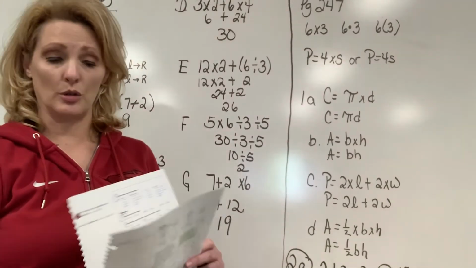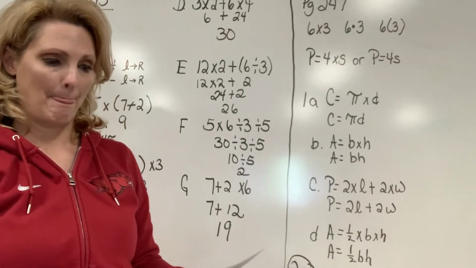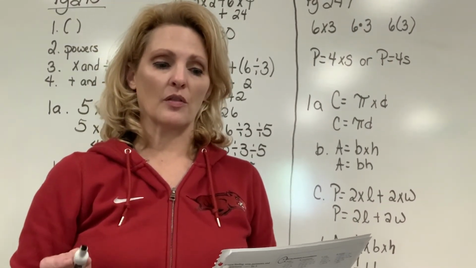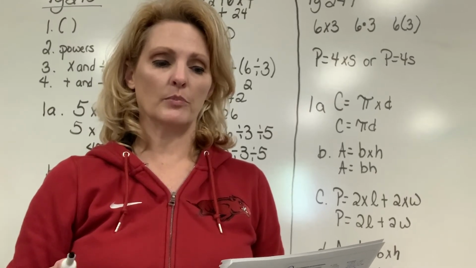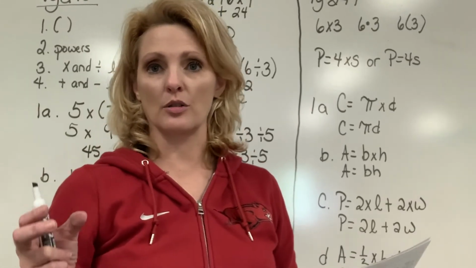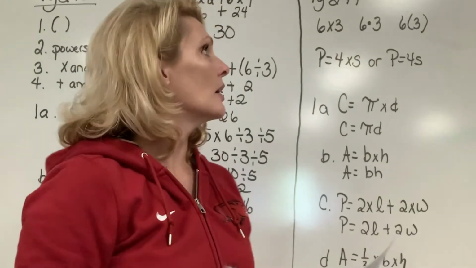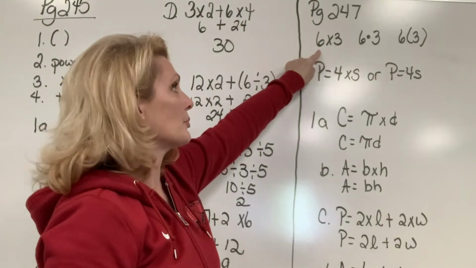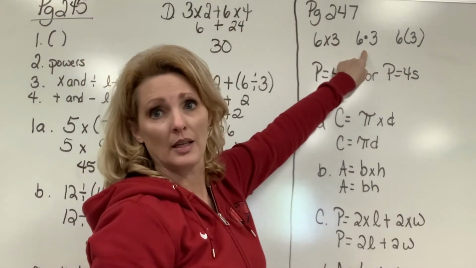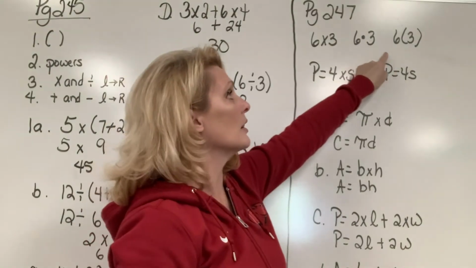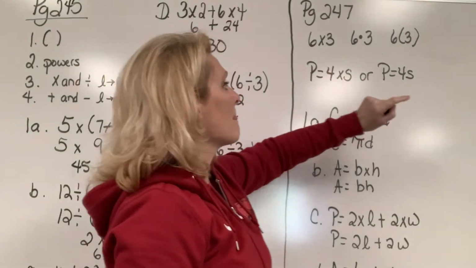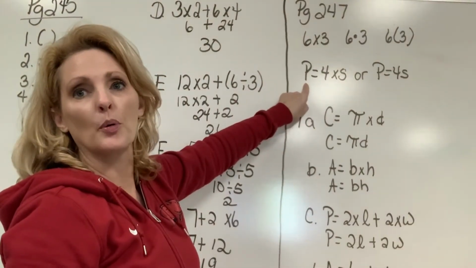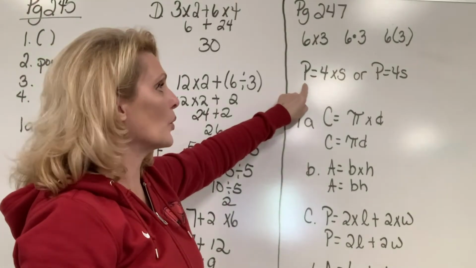The next page I want to work is 247. Algebraic multiplication. Algebra is communication of arithmetic. You're trying to use as few letters as possible. Basically, that is what we're doing. The normal way that we write multiplication is 6 times 3. Then we used a dot. Same thing, 6 times 3. Then we used parentheses. Another way, so let's just, for example, your perimeter equals 4 times s of a square.